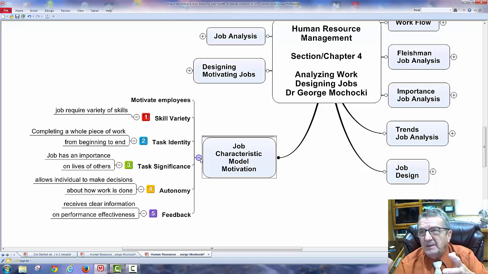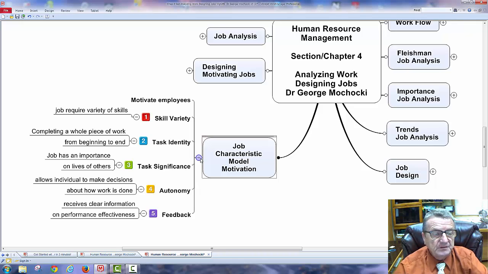So when I design the job, the characteristics of the job, motivation, I'm looking at skill variety. Don't make it boring, so it's one thing, but challenging. Identify with the task. You can see a lot of times this whole product was designed by George Mochocki, or this garment was sewn from beginning to end by George Mochocki, whatever. Task significance. What importance does it have for the individual within the company or with outside?